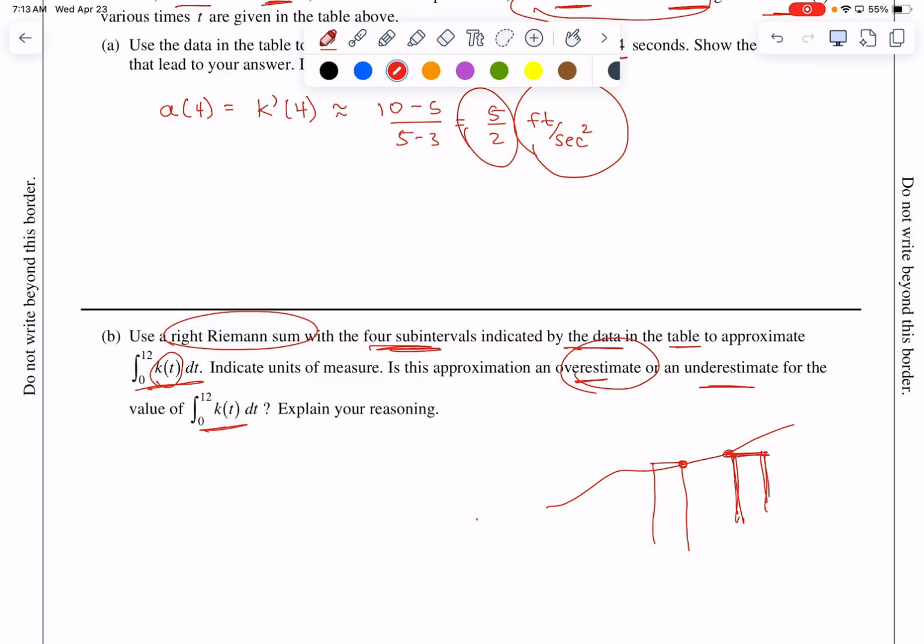You have to say both. You have to say which sum it is, because which sum it is determines if it's going to be an over or under. And then the increasing part also determines if it's going to be over or under. So those two pieces together. And that's all you ever have to say for that. So that is worth 1 point.